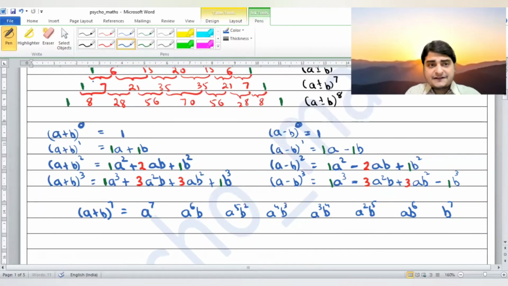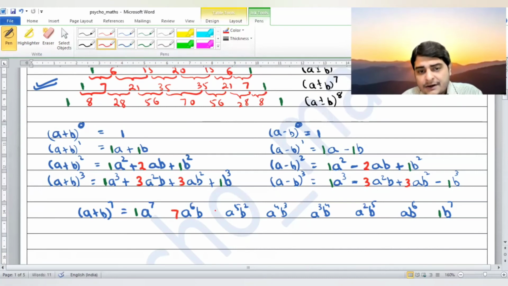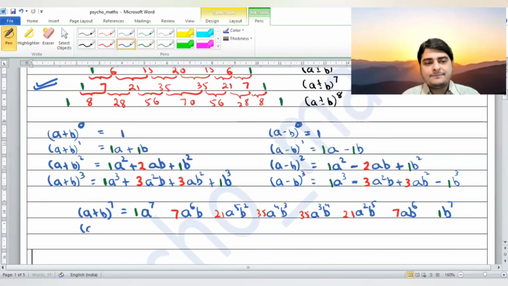Now check the coefficients over here, a plus or minus b the whole raised to 7. At the beginning and at the end it is 1. Then the coefficients are 7, 21, 35, 35, 21 and 7 again. Now let us check when it is plus or minus, everything will be the same, only the sign will change.